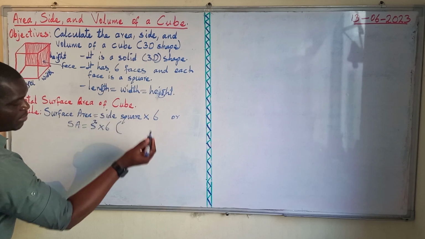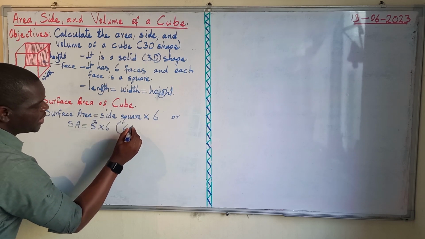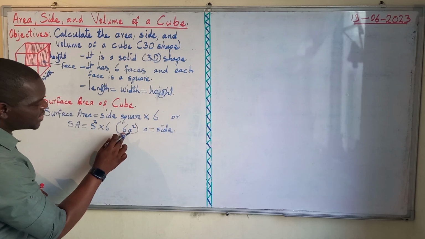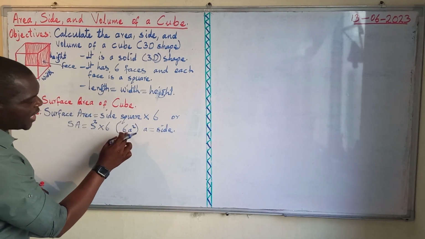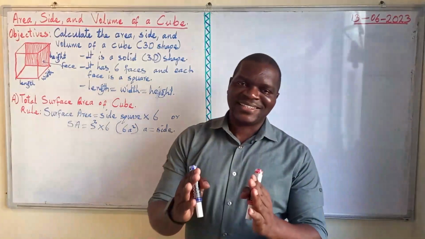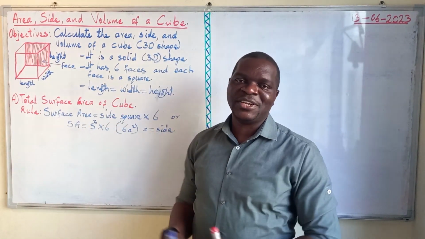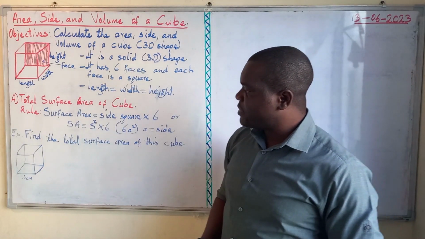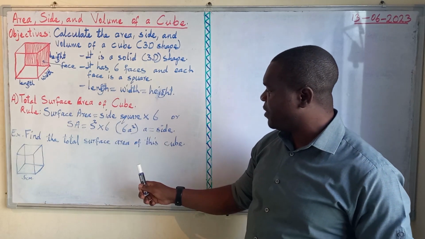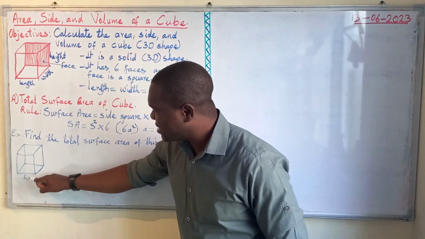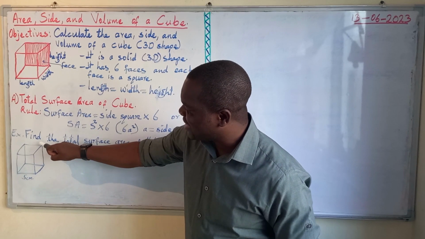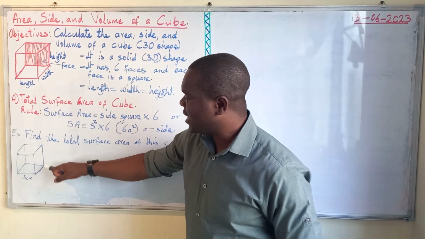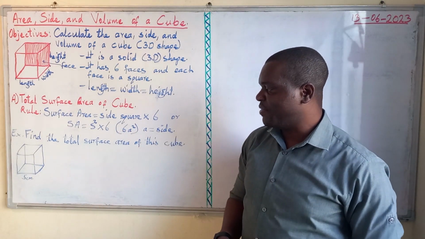In another simple way, you can just write 6A squared. A is equal to the length of the side. So this will be 6 times A squared, or 6 times side squared. And we know that after determining the rule, we should apply this rule in an example. Our first example says, find the total surface area of this cube. This length is the same as the width and the same as the height. So if the length is 5 centimeters, it means the width and the height are the same length.